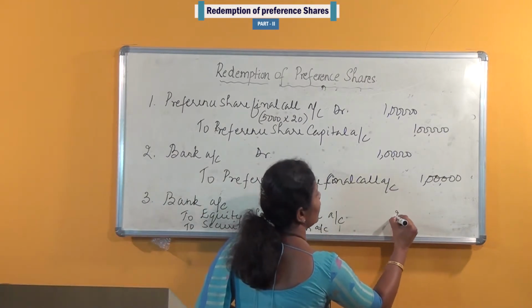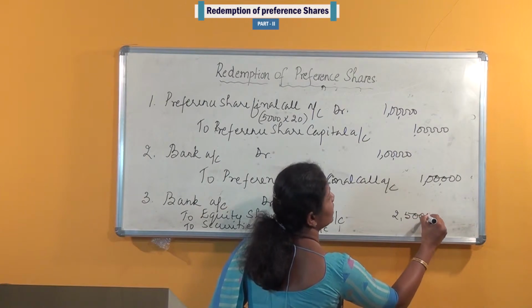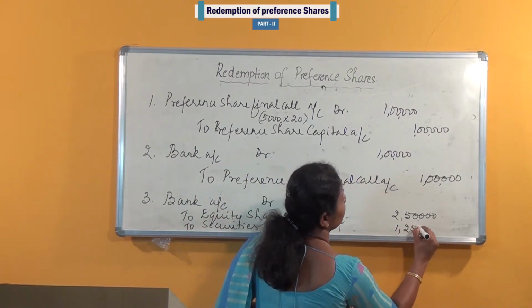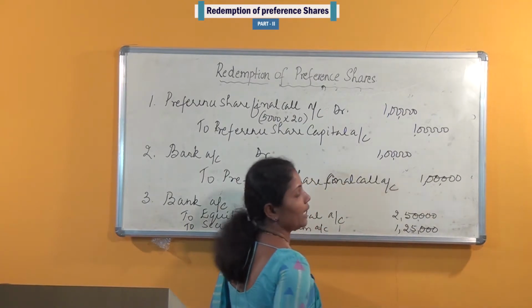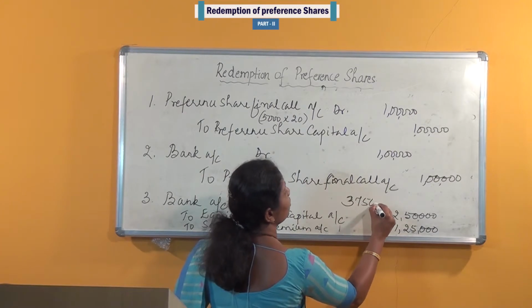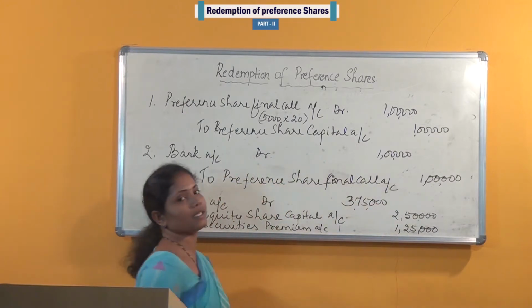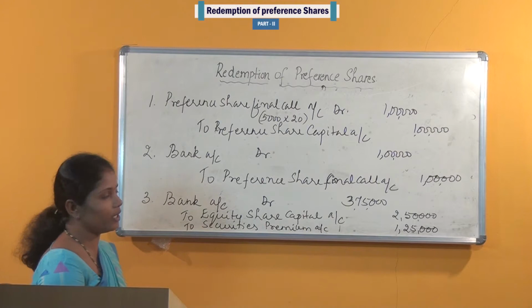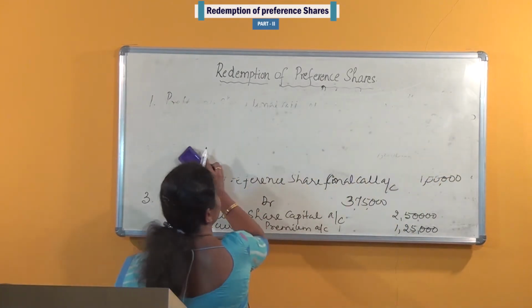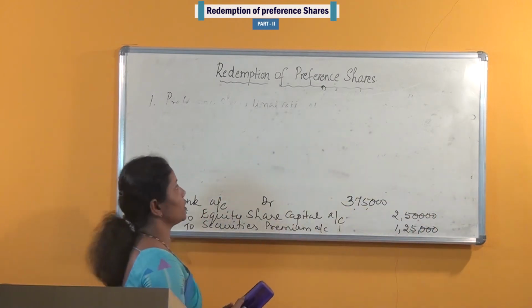So, face value of equity shares issued is 2,50,000. Securities premium is 50% of the face value, 1,25,000. So, total amount of cash received by the company is 3,75,000. This is the entry for issue of equity shares. Next entry is for issue of debentures.